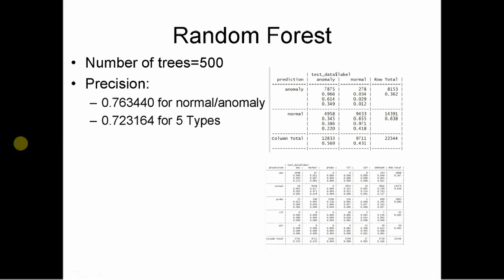The next algorithm I tried is random forest. Similarly, after some trials, I found that when the number of trees in the forest is set to 500, I can get a good result. And the precision on the binary classification is around 76%, and the precision on the 5 types classification is around 72%. And it has a similar problem with the decision tree, which is a relatively high false positive.